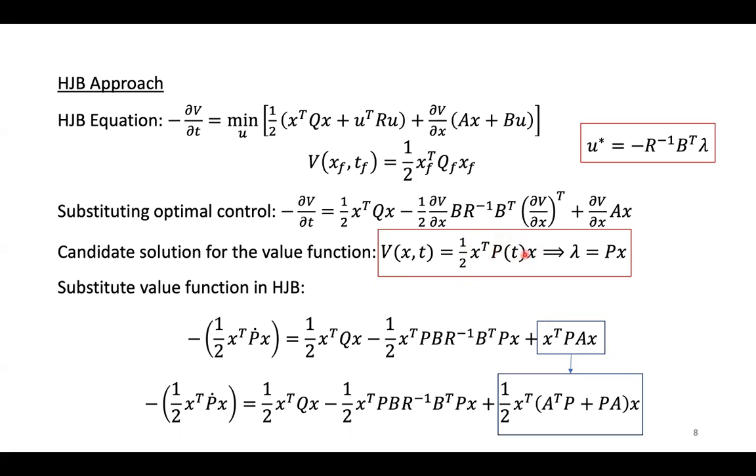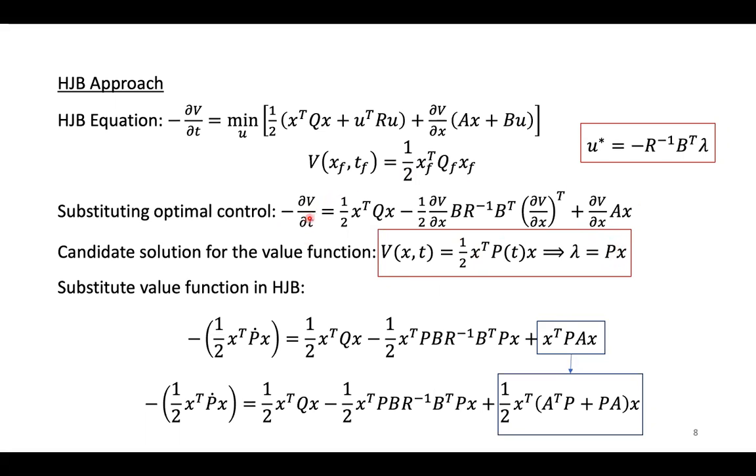Okay, if you know that this is the form of the solution and you want to figure out P of T, the first thing you would do is, again, take the derivative of this value function with regards to X to talk about the co-state, which will be of the form Px, which means the co-state is essentially a linear transformation of the state with P as the matrix. Okay, you have this. Now simply just plug in this value function in this Hamilton-Jacobi-Bellman equation.